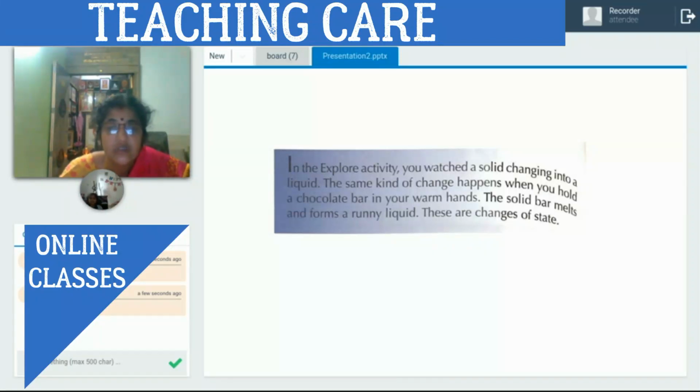Yes, it happened in my school. So what is the meaning? Why is that solid melting? Because your hand is warm, right? Because of the hotness in the hand, the solid chocolate now changes into liquid form. So the liquid starts running, drop by drop, right?